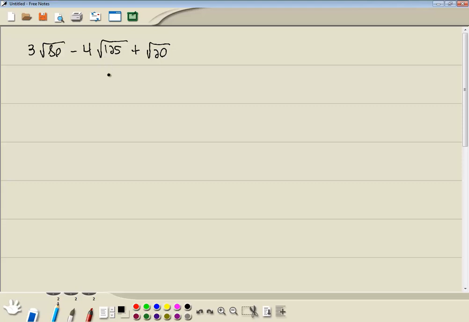Now, whenever you're adding and subtracting radical expressions, the radicals have to be exactly the same. The number underneath the radical has to be the same. The index has to be the same. Well, obviously, we got 80, 125, and 20. These aren't the same. But it looks like we can simplify these.